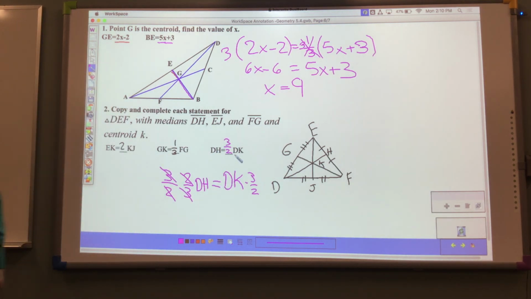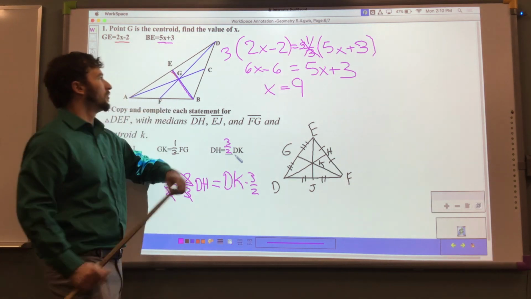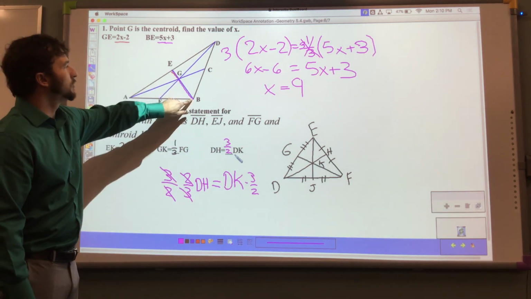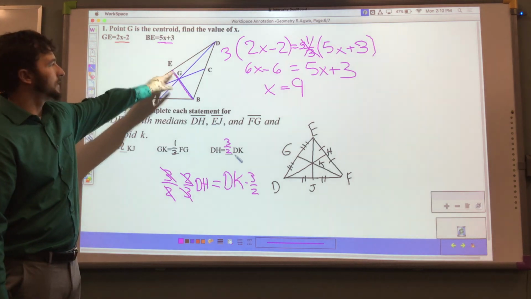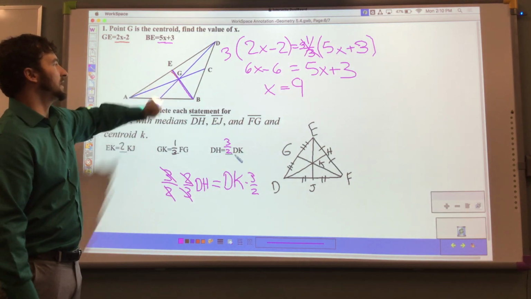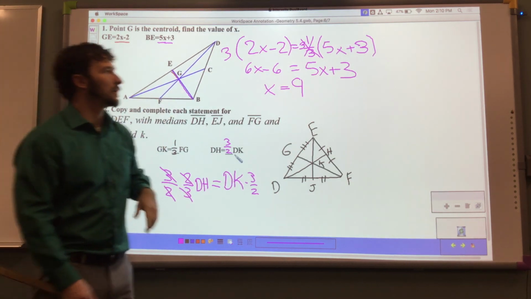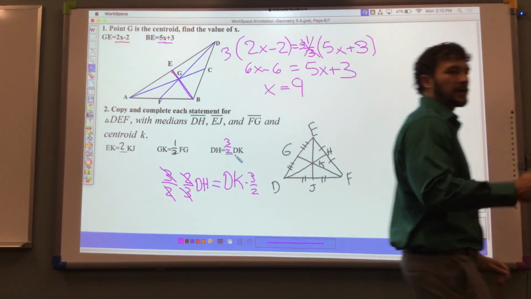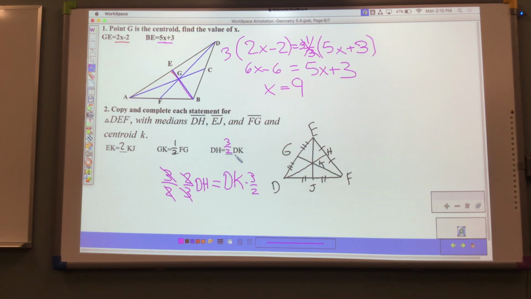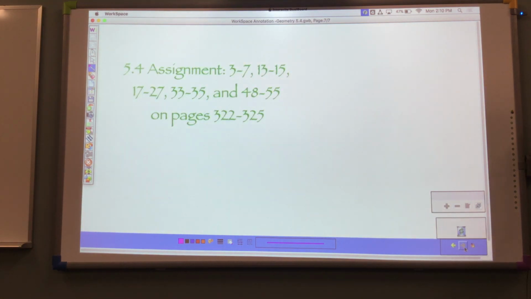So you also have a few problems like that. So again, remember that rule with your centroid is 2/3 of the way to that midpoint. So B to G is 2/3 of BE. D to G is 2/3 of DF, and so on. So the main two topics for today are altitudes and medians. And there's your assignment.